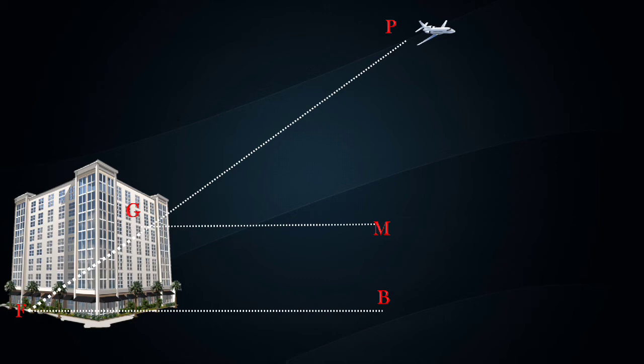I repeat, angle MGP becomes the angle of elevation for that person staying at point G. Angle BFP becomes the angle of elevation from where point F is standing. I hope this part is very clear. What is the meaning of angle of elevation? What is the meaning of angle of depression?